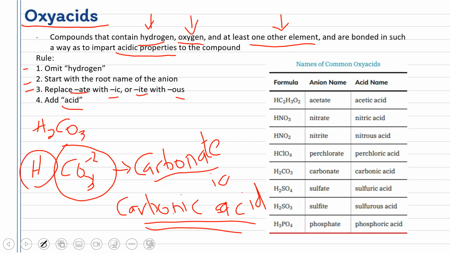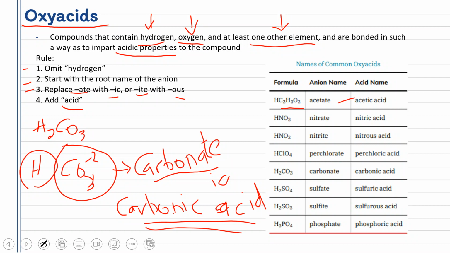And that's the name. What do we have? Carbonic acid. So the name becomes carbonic acid. And that same thing is going to apply to all of them. So this table gives you the name of the anions. For example, omit the hydrogen, you're going to be left with the anion. The name of this anion, C2H3O2, is called acetate. So the acid becomes acetic acid.